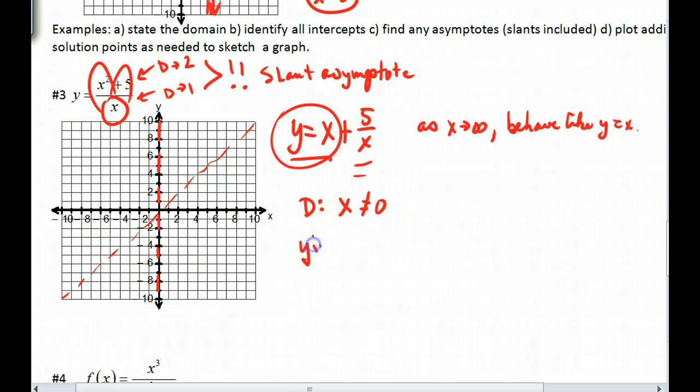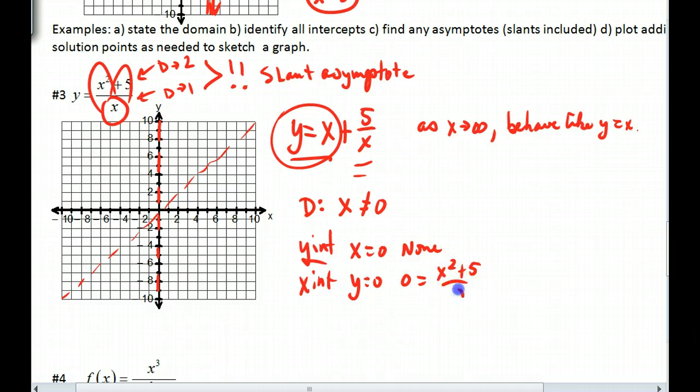Let's see about the y-intercept. I've been messing this up. I'm going to let x equal to 0. I'm going to write this out more. It would be none, because we just have a vertical asymptote there. The x-intercept would be y equal to 0. So if I let 0 equal x squared plus 5 over x, that means that x squared plus 5 is equal to 0. Oh, there are no values of x that work for that. So there is no x-intercept either.